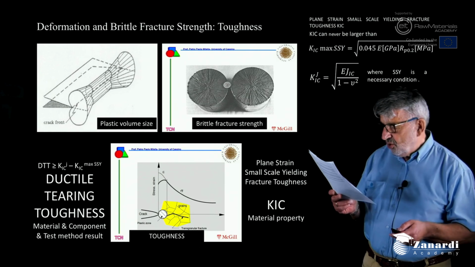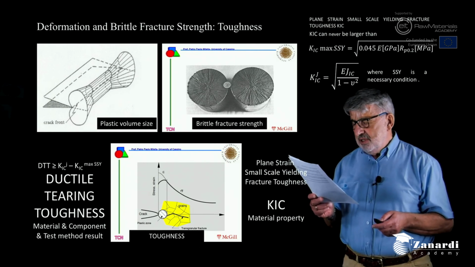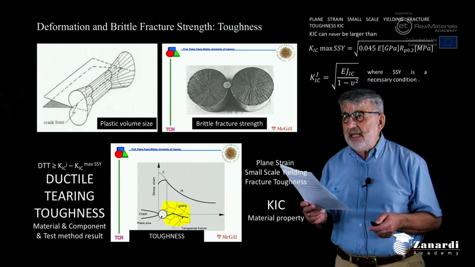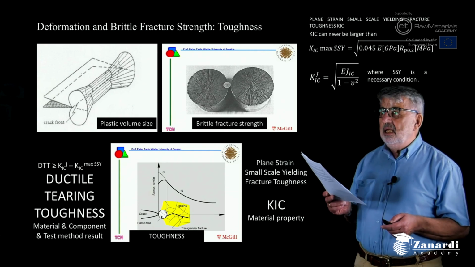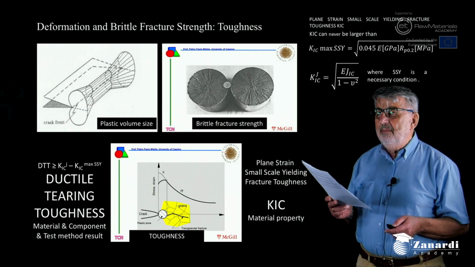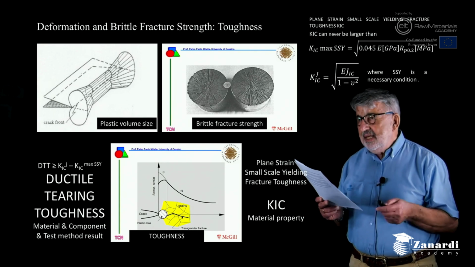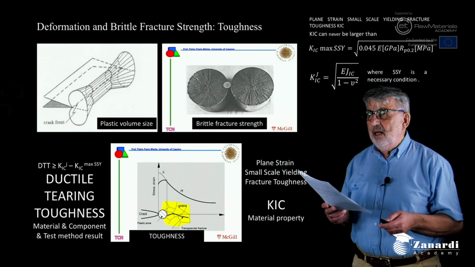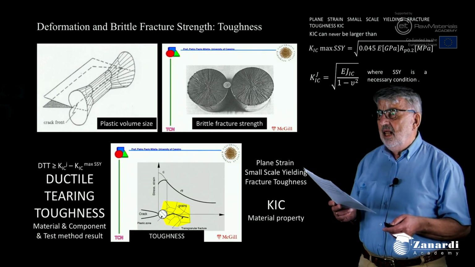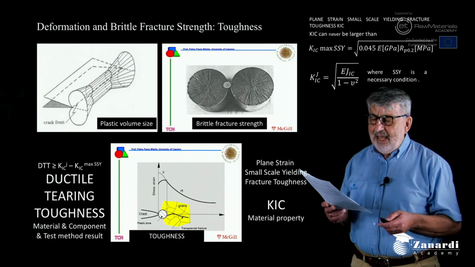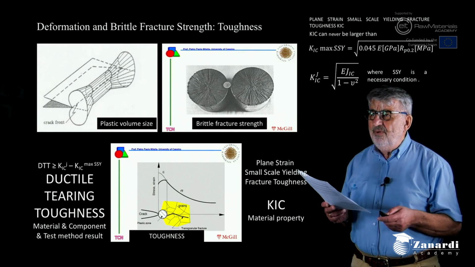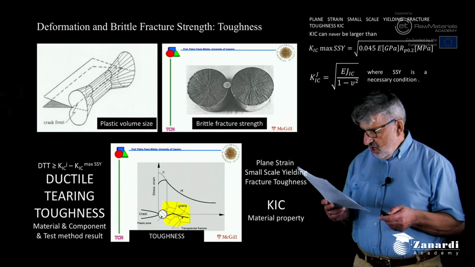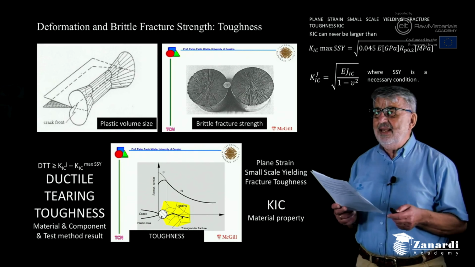But anyway, the K1C can never be larger than the value given by this expression: square root of 0.045 multiplied by the Young modulus in gigapascal and multiplied by the yield Rp0.2 in megapascal. And this K1C is the maximum possible for a given material without violation of the small scale yielding condition.